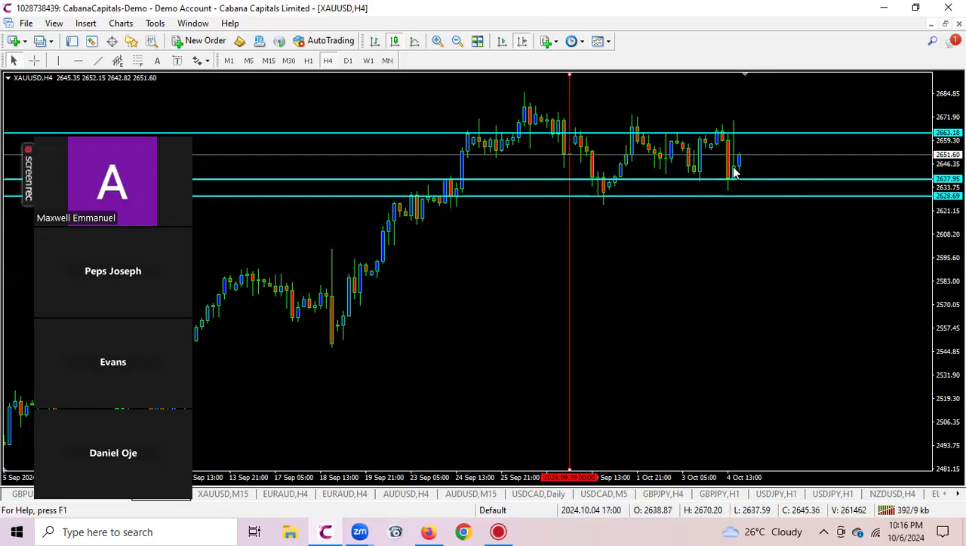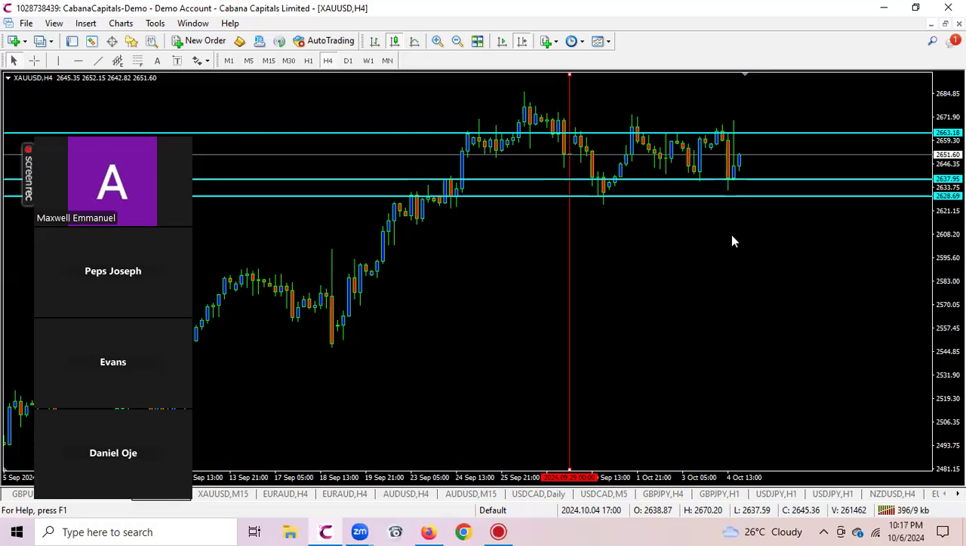Price came back, tested this support, and look at the next candlestick that formed. This is an inverted hammer. Can you see that? This is an inverted hammer, which indicates change in trend. What was the preceding trend? You can see it was bearish, and the next candle closed as an inverted hammer, which indicates change in trend. So if we go by the pattern we have on 4-hour now, we should be considering buying.